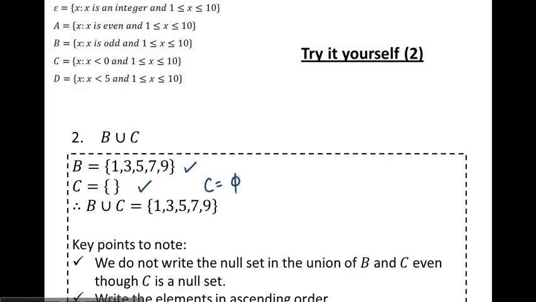But please do not write C in this manner. That is a terrible mistake. Either this way or this way. So therefore, for B union C, we consolidate all the elements here. We'll find that it contains elements 1, 3, 5, 7, and 9. Key points to take note: we do not write the null set in the union of B and C, even though C is the null set. And likewise, write the elements in ascending order.